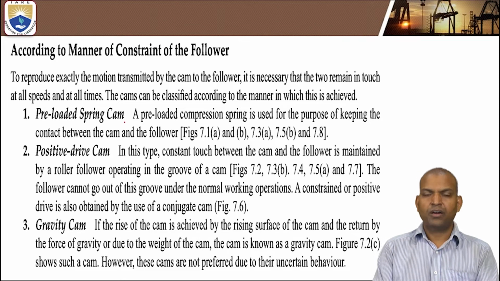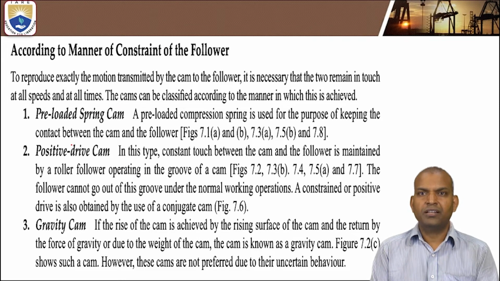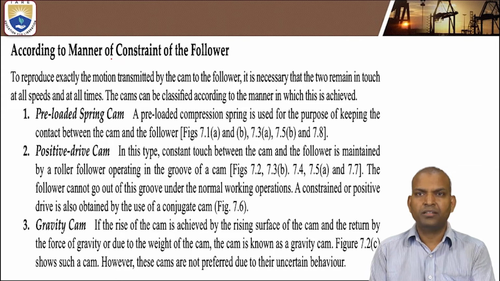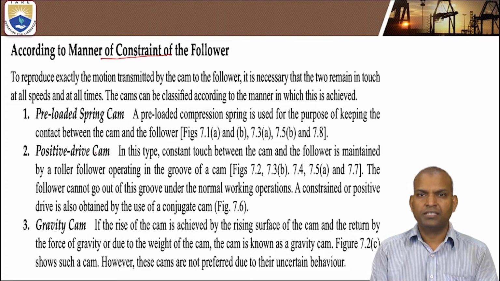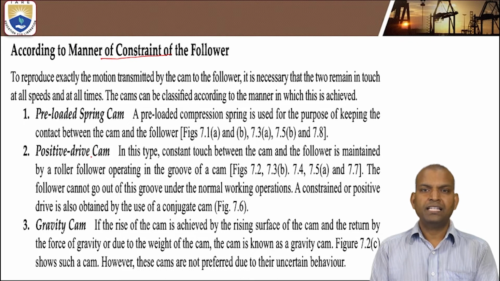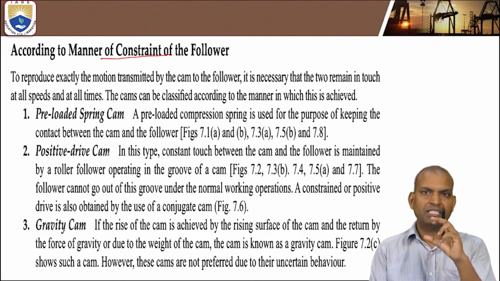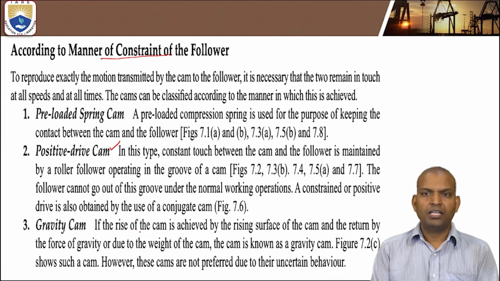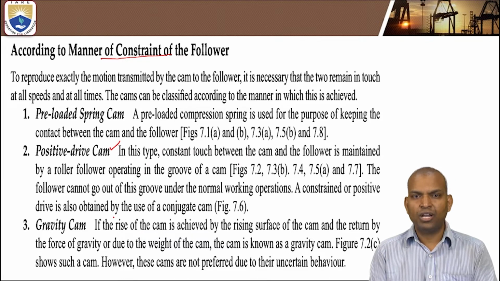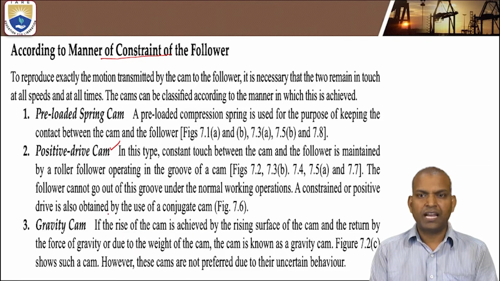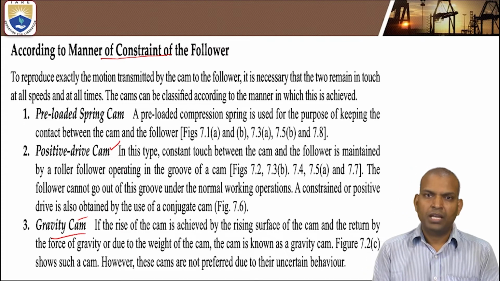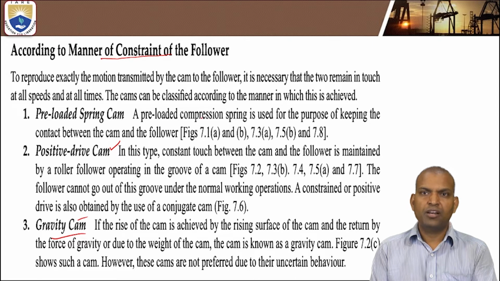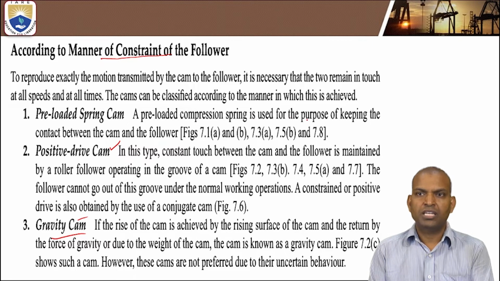Now the third category is based on the manner of constraint of the follower. If it is attached to a spring, it is called a preloaded spring cam. When the cam is designed with a groove, it is called a positive drive cam. When the cam is rotating but the follower is always in touch with the cam by the force of gravity, it is called a gravity cam. Now what is a preloaded spring? The preloaded spring is a compression spring used to keep contact between the cam and the follower.